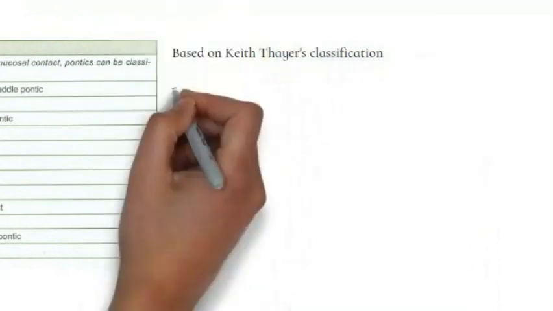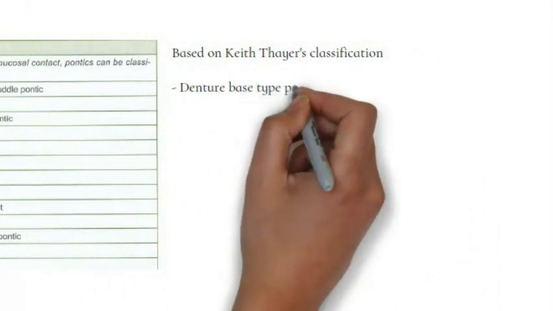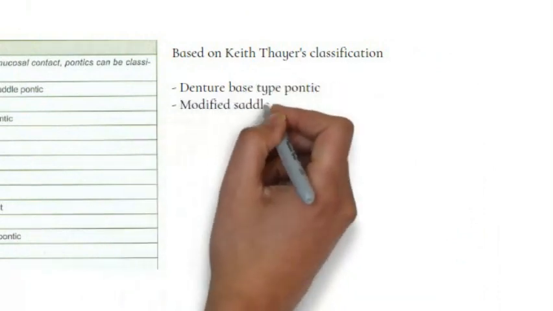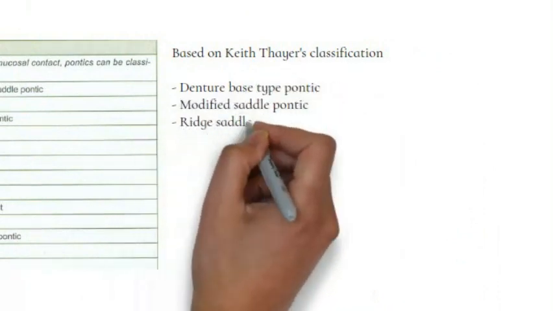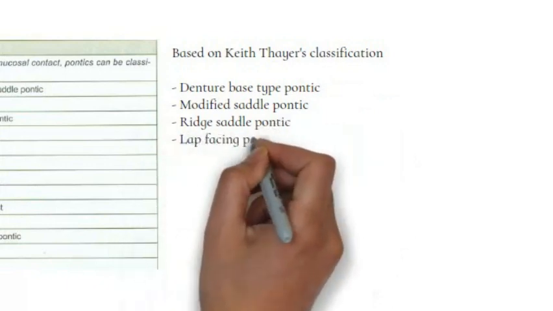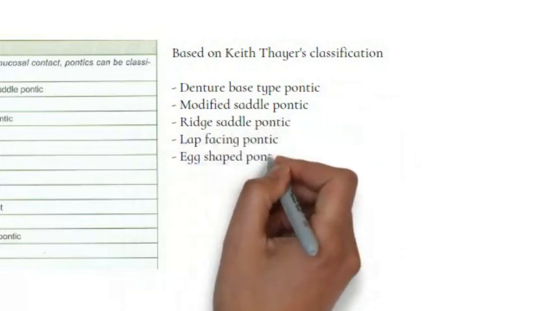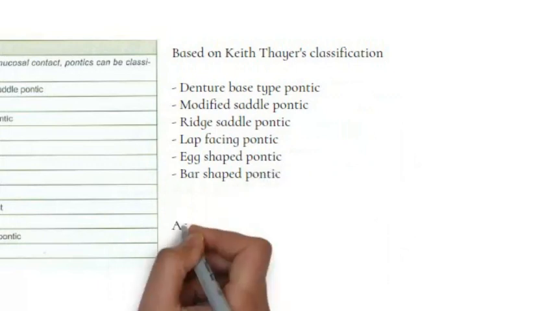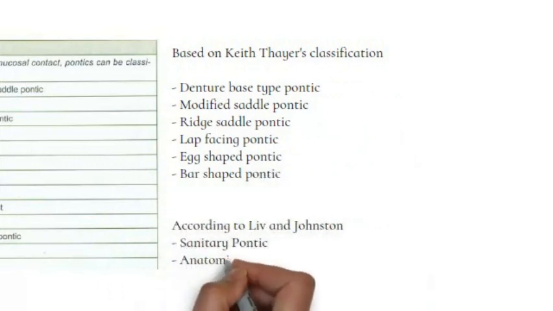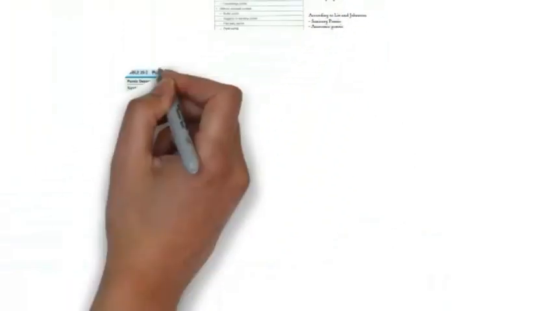Based on Keith-Thayer's classification: denture-based type Pontic, modified saddle Pontic, ridge saddle Pontic, lap-facing Pontic, egg-shaped Pontic, bar-shaped Pontic. According to Liv and Johnston: sanitary Pontic, anatomic Pontic.